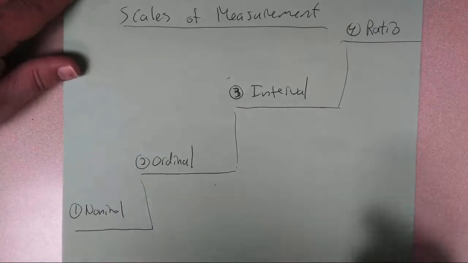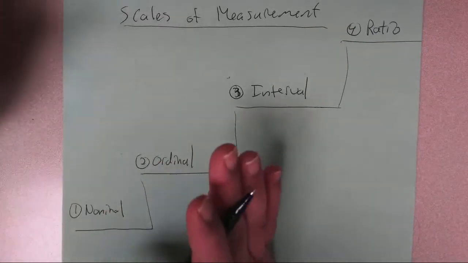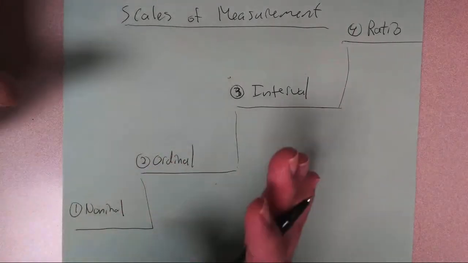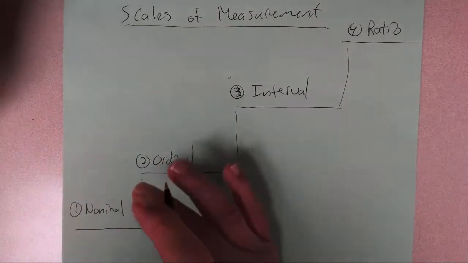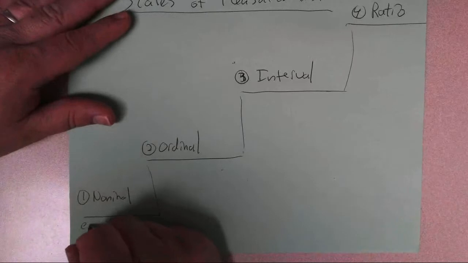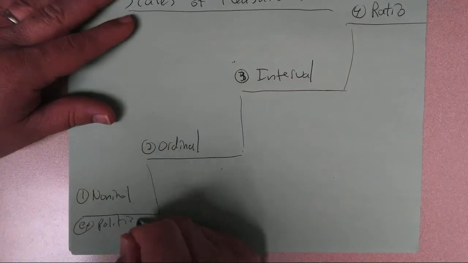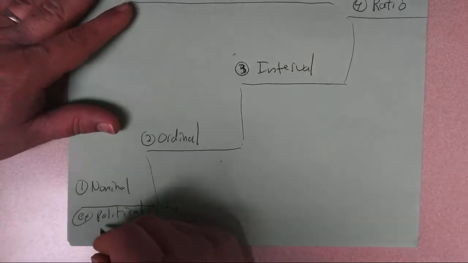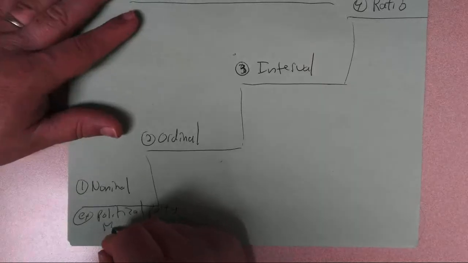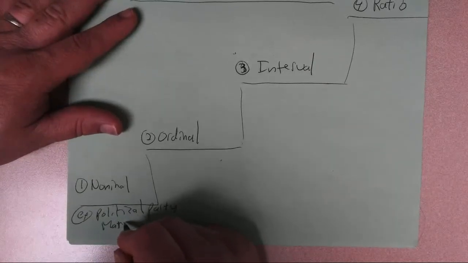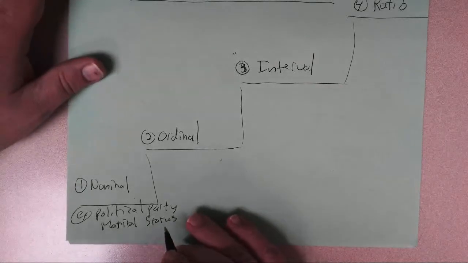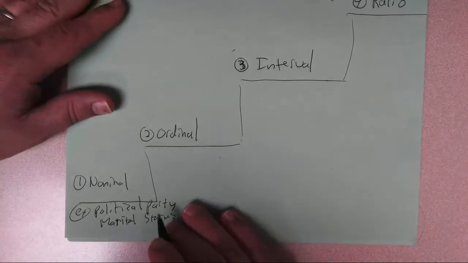Okay, so here's the idea. Nominal is the simplest scale of all, and it really can't measure very much. It has different categories, and you either belong in one category or another category. So this might be political party, marital status, things like that. So these are very much like the qualitative variables, and in fact they are qualitative.